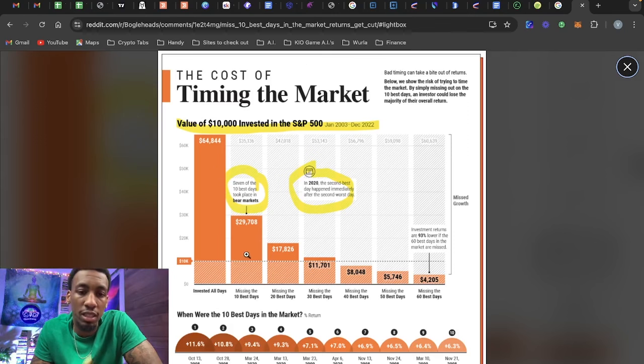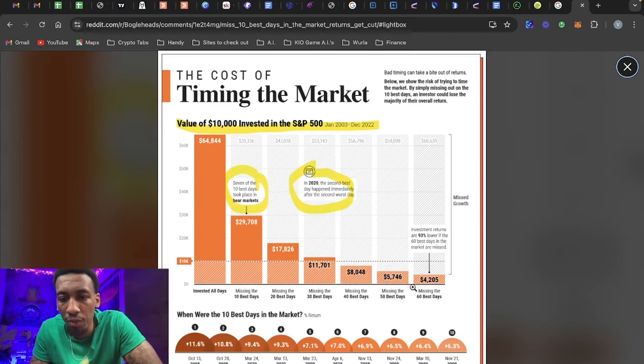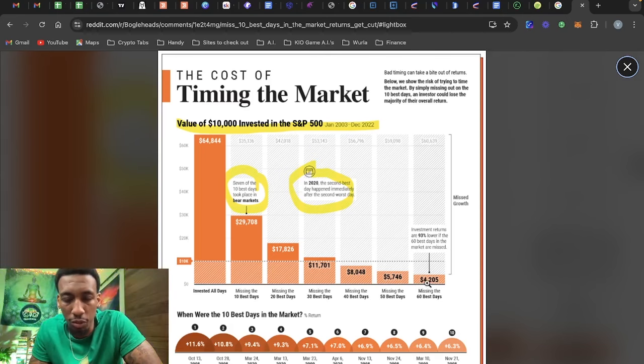So that's missing the best 10 days. If you missed the best 20 days, you only made $7,826, right? So your 10K will be worth 17K and some change. You missed the 30 best days, it's only worth 11,000. And if you miss the 40 best days, you actually start to lose money. 50 days, you lose money. 60 days, you start to lose money, right?